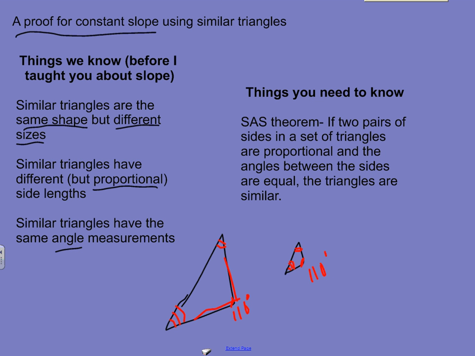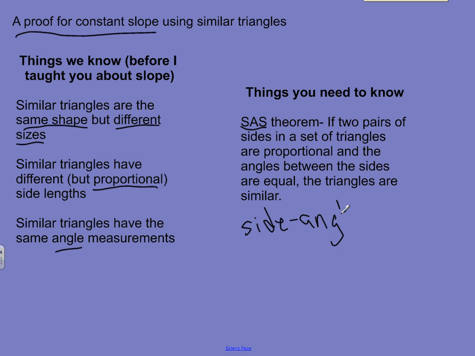Now, things you need to know in order to understand the proof that I'm about to show you. You need to know that if you want to prove that two shapes are similar, one way you can do that is with the SAS theorem. SAS stands for side, angle, side. And pretty much what that means is, if two pairs of sides in a set of triangles are proportional and the angles between the sides are equal, the triangles are similar.